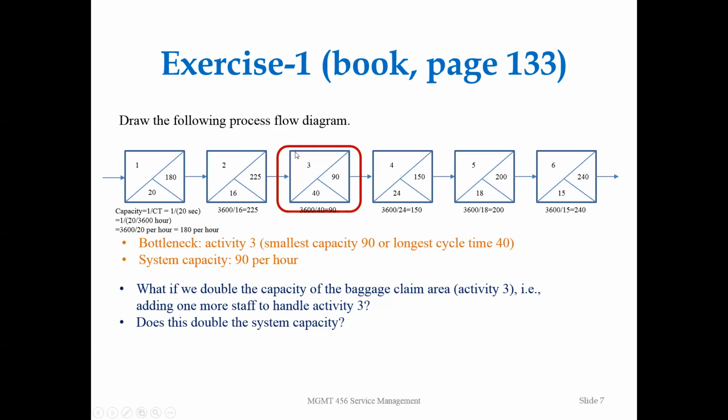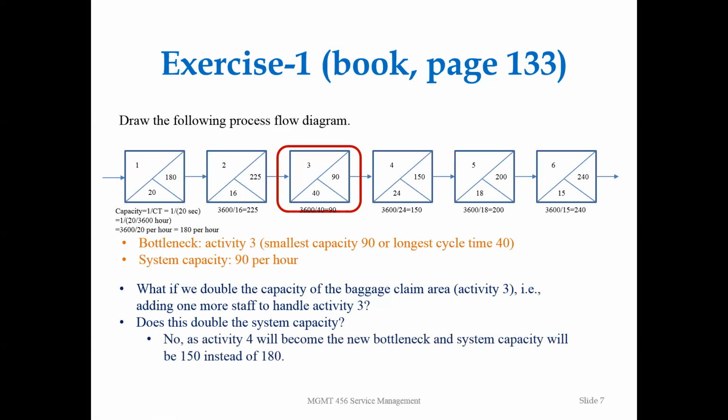So that's why if we only double the capacity for activity 3, the capacity for the entire system will not be doubled. It will not become 180. Instead, it becomes 150. This one will become the new bottleneck activity, activity 4, and the system capacity will be 150 instead of 180.